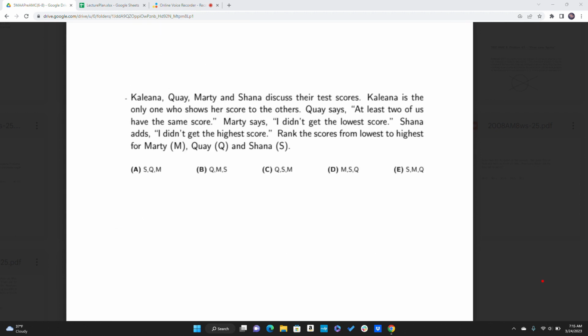So Kalina shows people her scores, and then Quay says, 2 of us have the same score. So he doesn't know anybody else's score besides Kalina's. So that means he must have the same score as Kalina. So we'll have Q equals Kalina. And then Marty says, I didn't get the lowest score, which means Marty must have gotten more than Kalina, right? Otherwise he'd say, maybe I do have the lowest score. So that means Marty has more than Kalina.